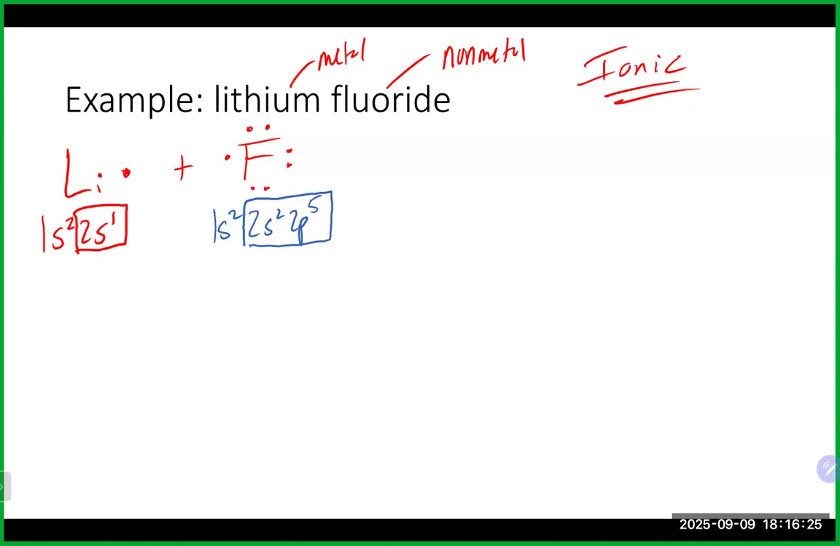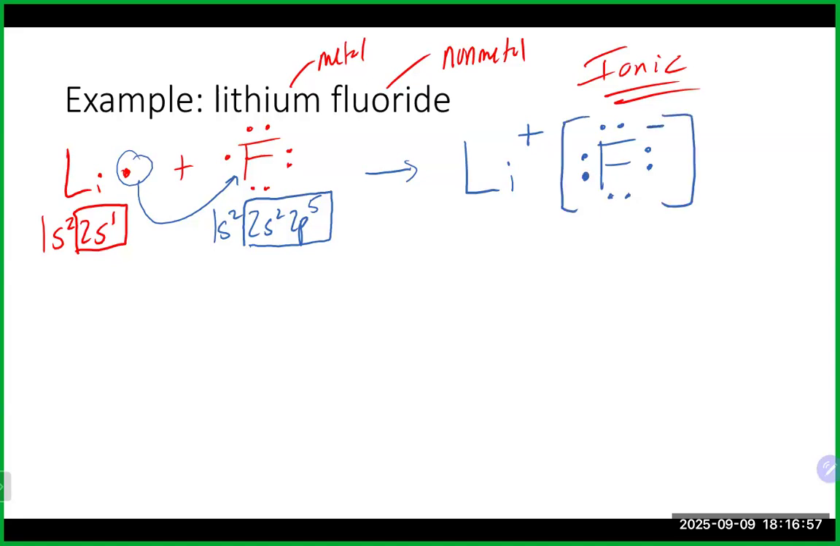So when these two guys get together, because of those periodic trends, Mr. Electron here is going to send himself over there to the fluorine. The result of this is our lithium has now lost the valence electron and will now become positively charged because it's now short an electron. The fluorine here will pick up that electron right there.